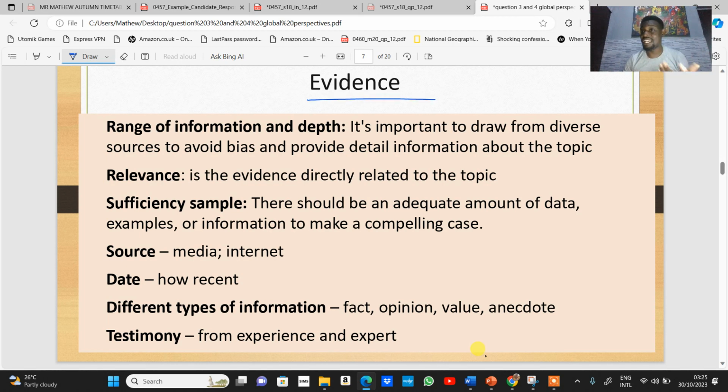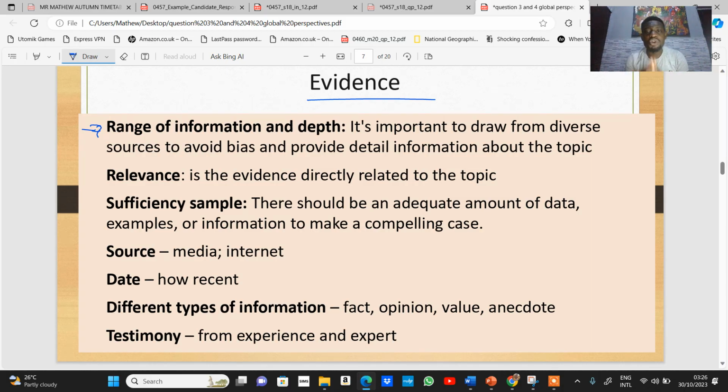Now, when I say evidence, I mean the types of information that was used. So you look at the range of information and the depth of that information. It's important to draw from diverse sources. Does that person look at only a single source, or does it look at different sources of information? From the information used, you'll be able to tell which one is local, which one is national, which one is global. We're going to look at that shortly.